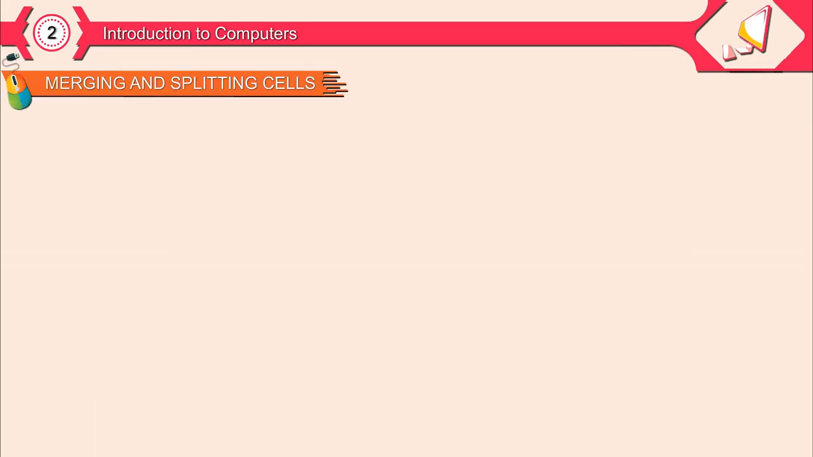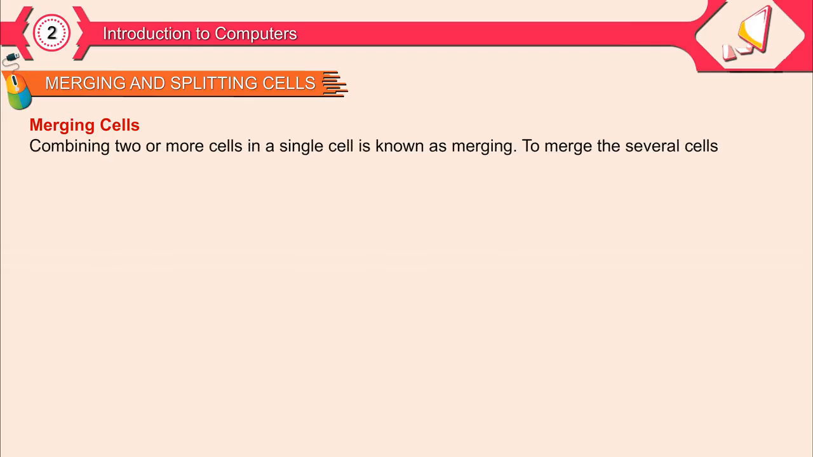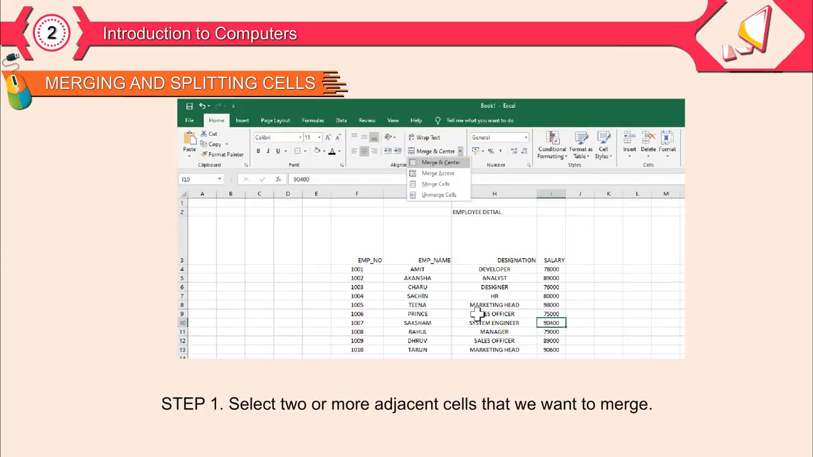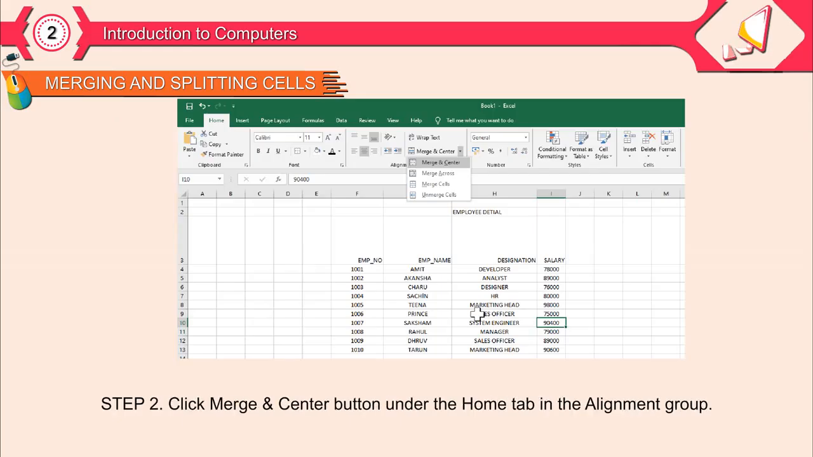Merging and splitting cells. Merging cells. Combining 2 or more cells into a single cell is known as merging. To merge several cells into a single cell, follow the given steps. Step 1. Select 2 or more adjacent cells that we want to merge. Step 2. Click the Merge and Center button under the Home tab in the Alignment group. The cells will be merged and the cell content will be centered in the merged cell.